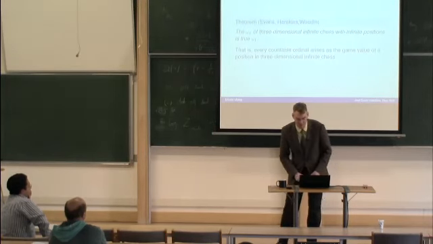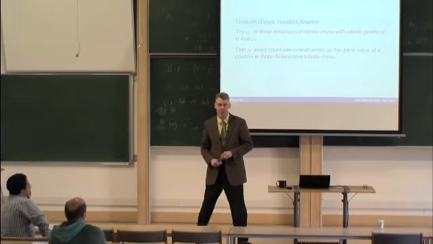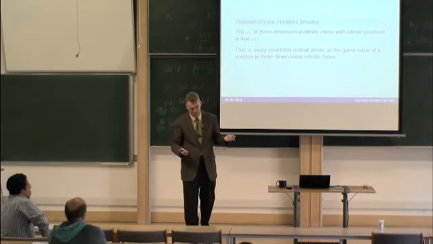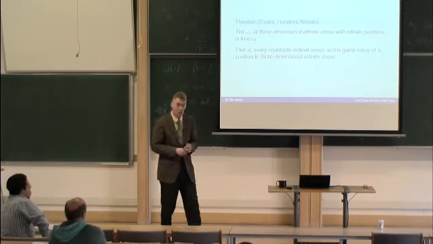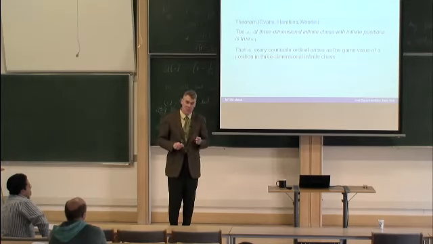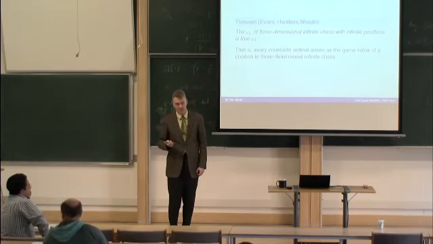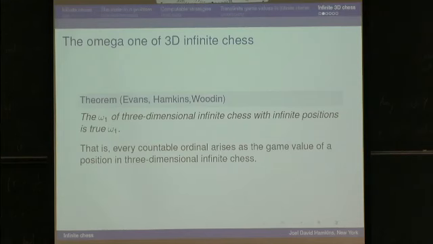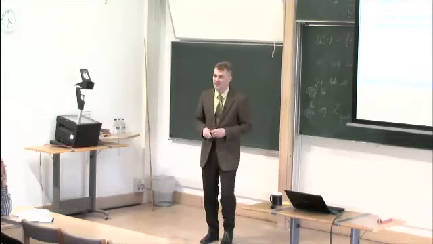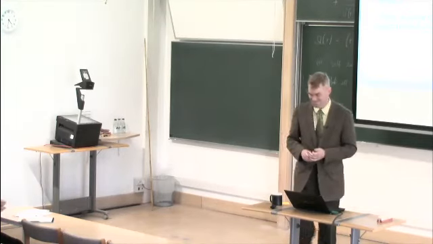So the theorem is that the omega 1 of three-dimensional infinite chess with infinite positions is true omega 1. The basic proof method is to look at the well-founded trees, subtrees of omega less than omega. There's a connection between playing on those trees and the rank of those trees as a well-founded partial order. So we need to embed such trees into positions in a similar way to what I described already. But we can't quite fit it in two dimensions, but we can in three. So let me stop there. Thank you very much.